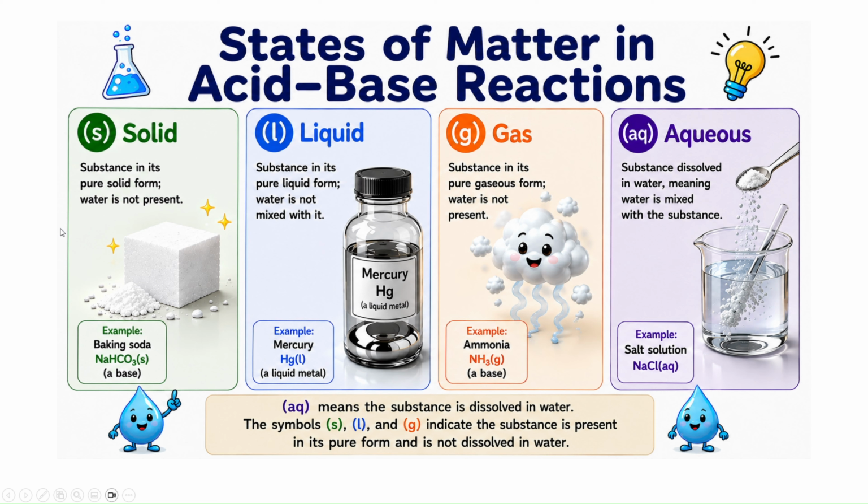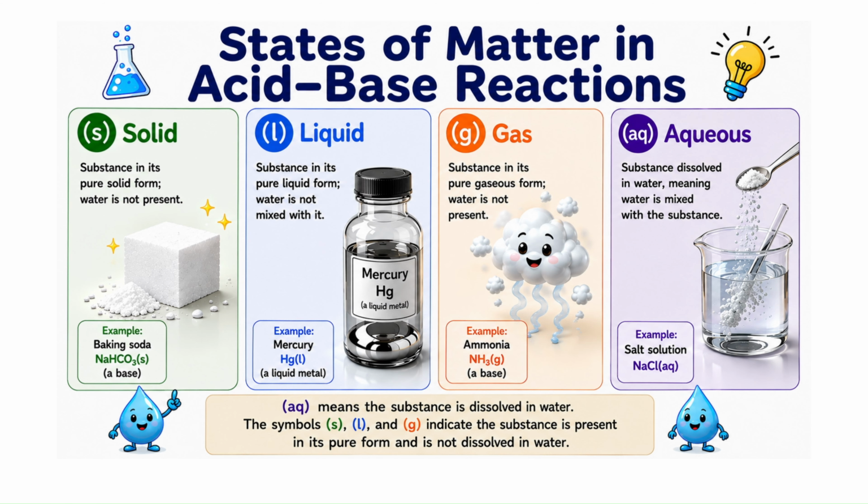What makes solids, liquids, and gases different from the aqueous state is that they are in their pure form and are not dissolved in water. For example, the liquid state of mercury is different from an aqueous state because it contains only liquid mercury and is not dissolved in water. In contrast, the sodium chloride shown here is aqueous because the salt is dissolved in water.